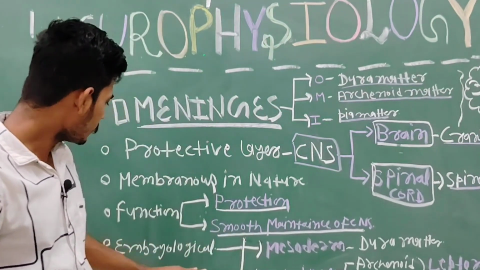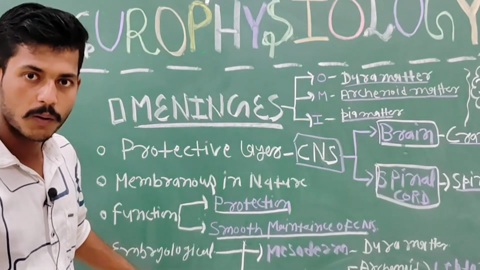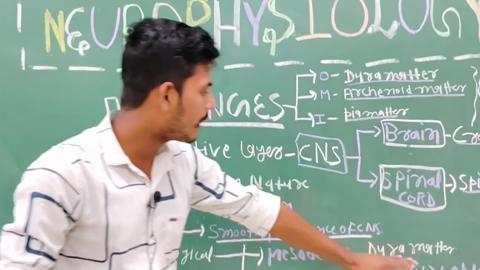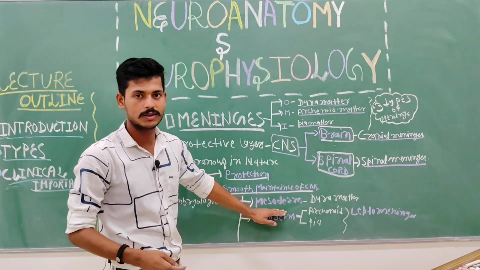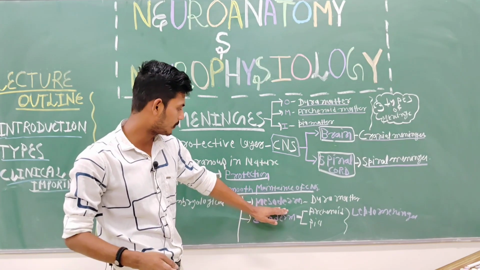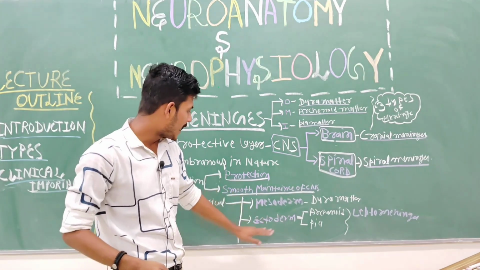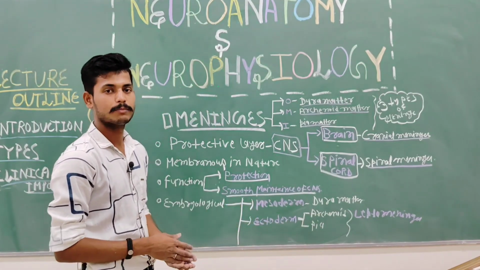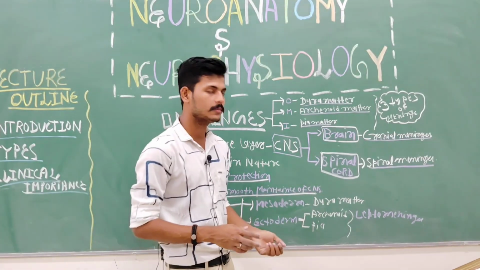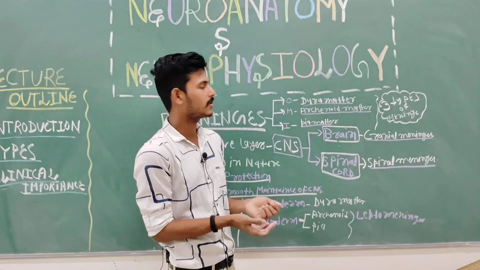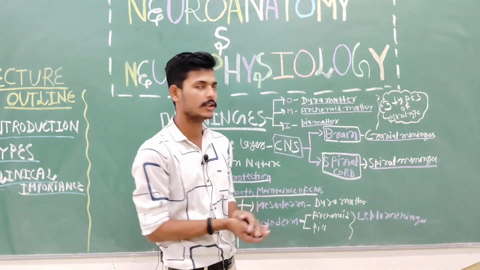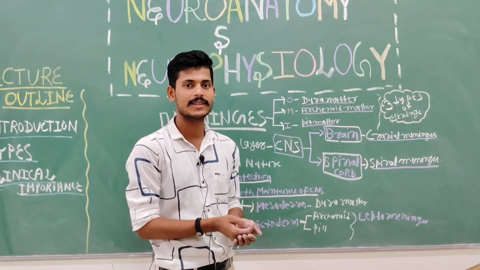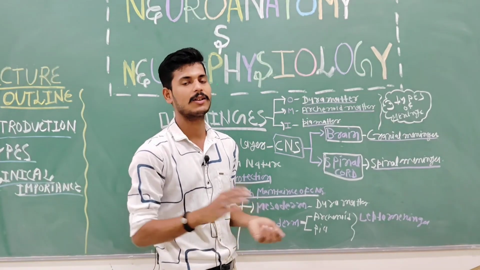Now, embryologically, the dura mater is derived from the mesoderm, okay. This germ layer is called the mesoderm, and the arachnoid and pia mater are both derived from the ectoderm. Structure-wise they are a bit softer than the dura mater, so they are also called leptomeninges.